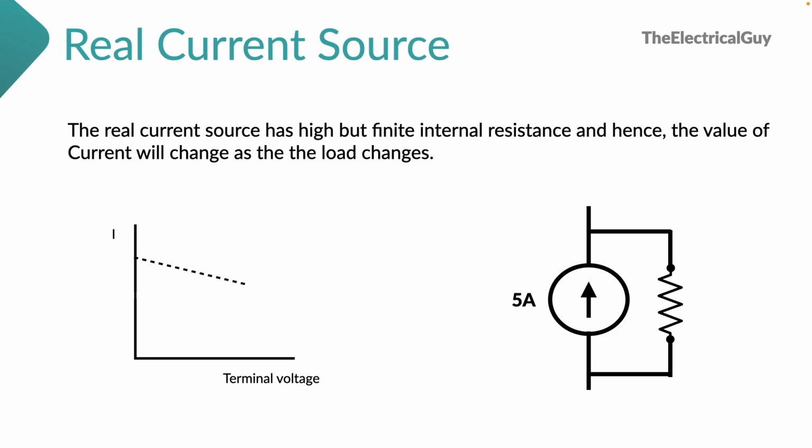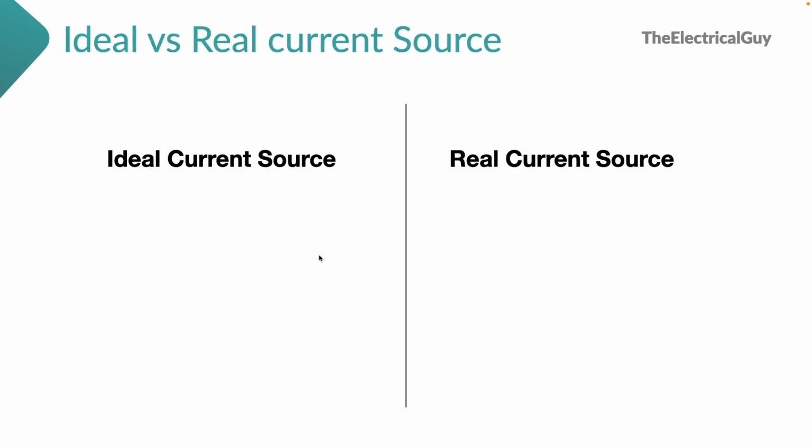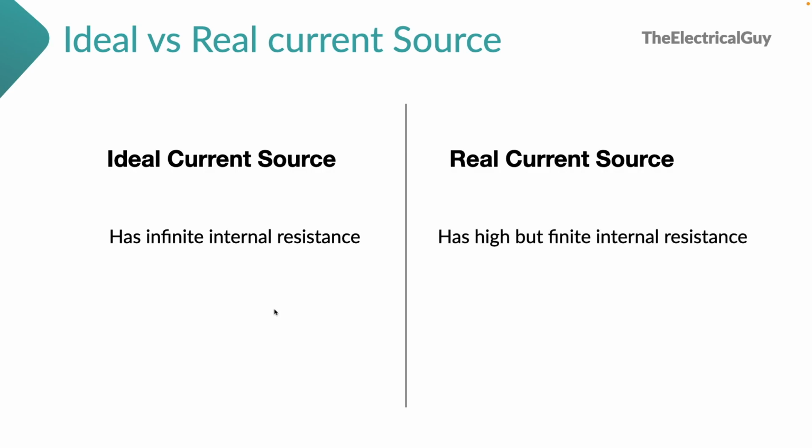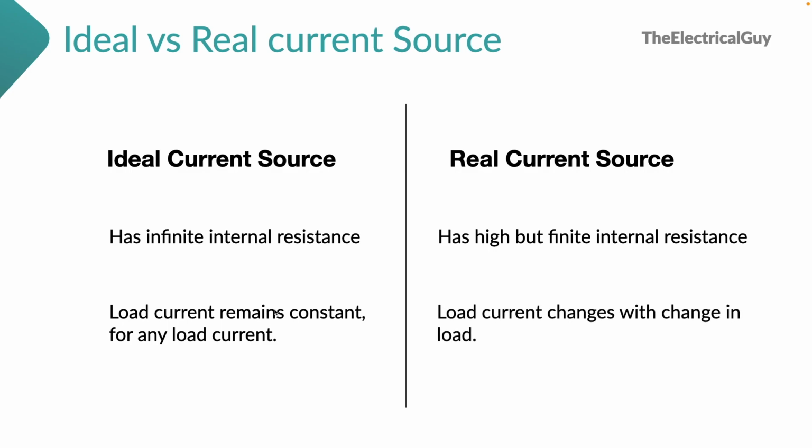Now let's quickly compare the ideal and real current source. The ideal current source has infinite internal resistance, whereas the real current source has high but finite internal resistance. Load current remains constant for any type of load in case of an ideal current source, whereas in case of a real current source, the load current changes with change in load. These both conditions we have already seen in the simulation. So I hope the concept of voltage and current source is clear to you.